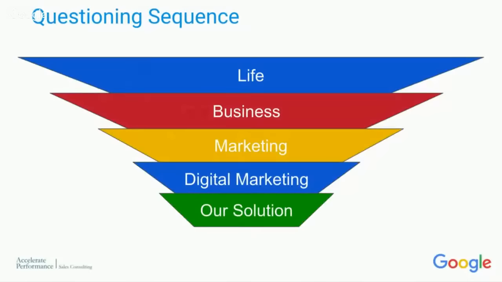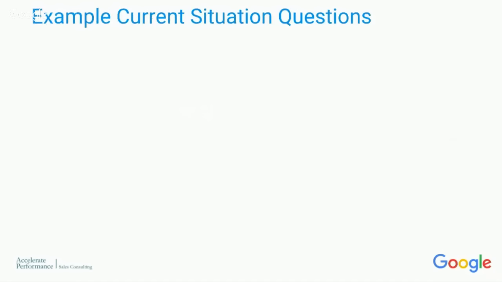Okay, so we said the first bucket was this current situation bucket. So we're going to go through some examples and give each of us the chance to create some questions for ourselves. Now, why do we start with the current situation? The current situation is the present. It's the now. It's easier for our audience to talk about. We want our first questions to get them talking.